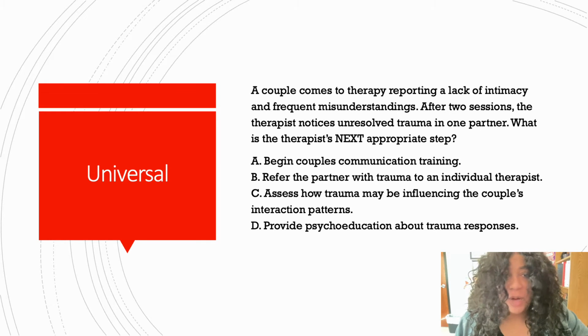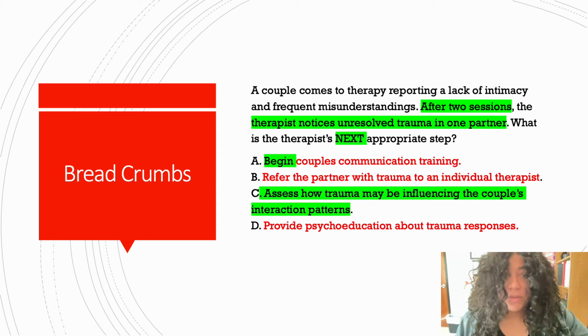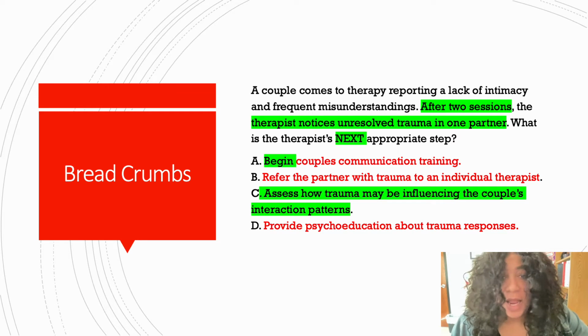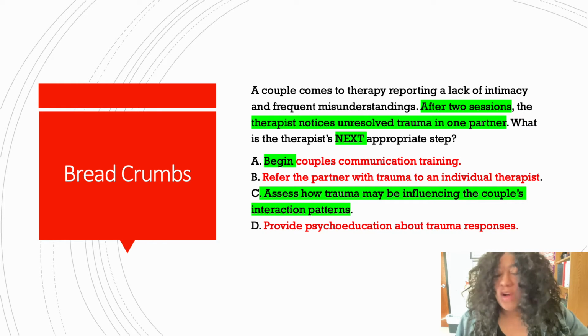So take a look at it. A says, begin couples communication training. B says refer the partner. Oh, Lord, we're doing a lot after 2 sessions, right? And D says provide some psychoeducation. C says assess. So let's take a look at the breadcrumbs, right? So I breadcrumb after 2 sessions because, mind you, I've already read the vignette. Now I'm just looking for those specifiers that are going to lead me to my best answer, right? After 2 sessions, the therapist notices unresolved trauma. What is the next? Next is what you're absolutely going to do next with this family, with this client, with this couple. Not something that you're doing down the line, right?